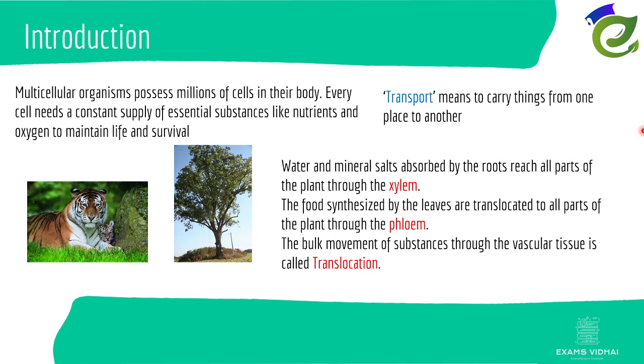In plants, we have xylem, which transports water and mineral salts to all parts of the plant, and phloem, which transports food synthesized by the leaves to all parts of the plant as well. The bulk movement of substances through vascular tissue is called translocation. This translocation is just the movement of minerals, water and food, and the vascular tissue here means xylem and phloem. I'll show a separate slide for xylem and phloem. For now, just think of them as the veins of the plant.